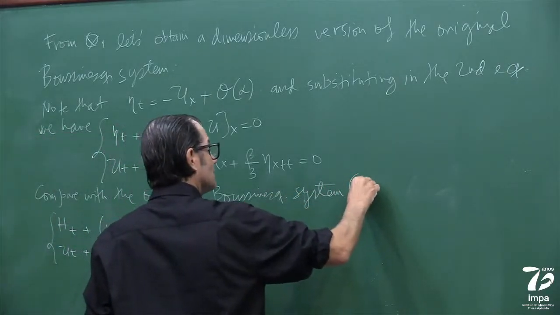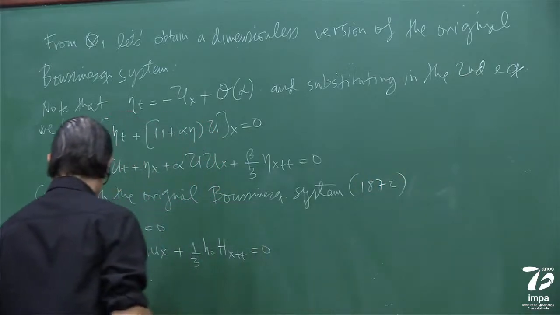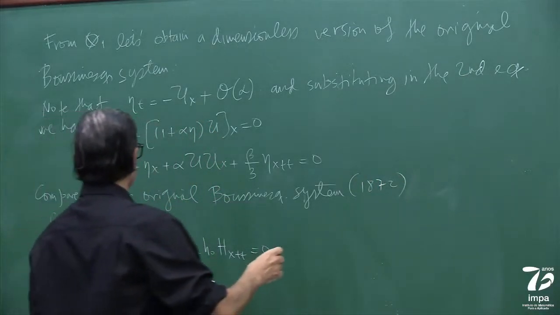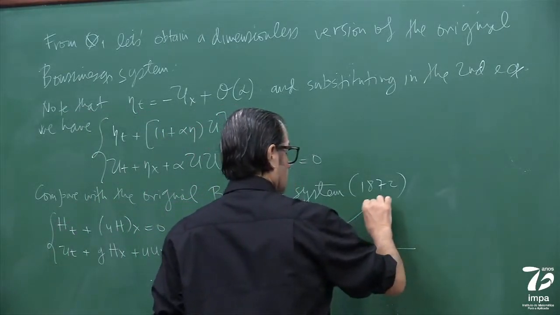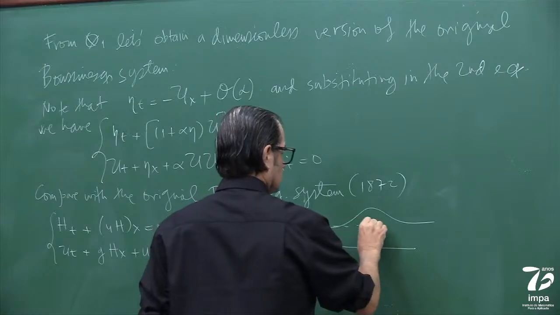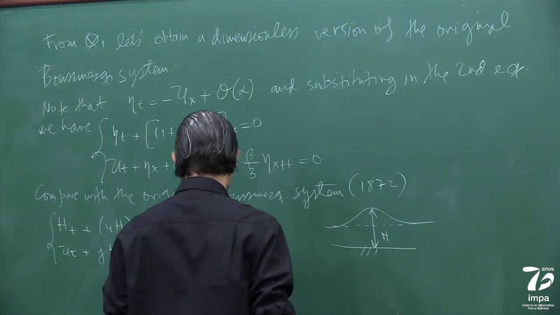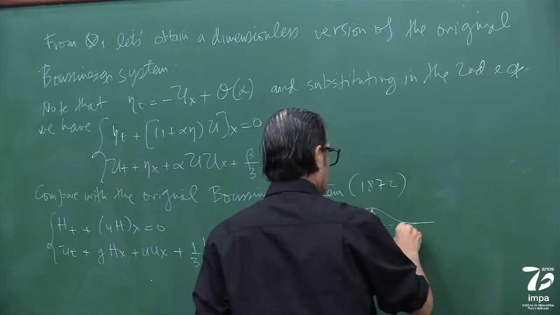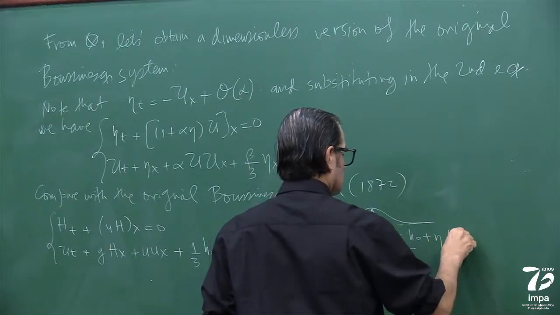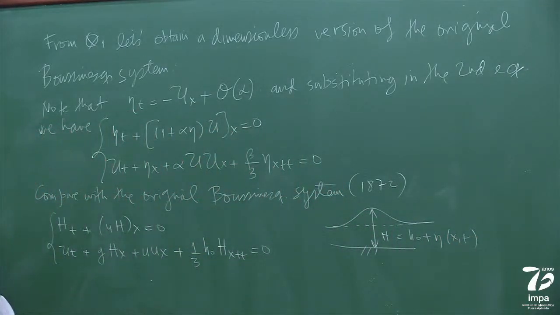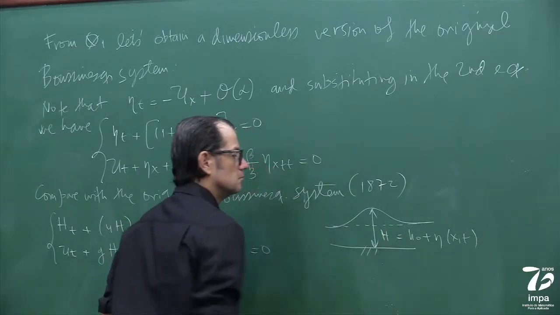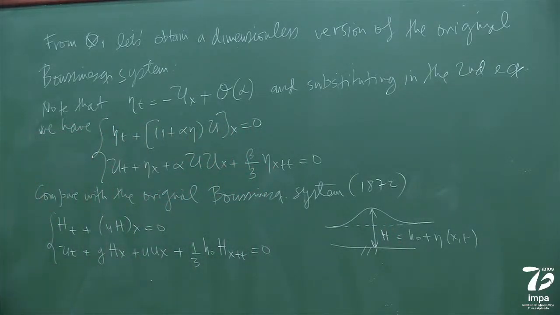This is from, actually now I have the date, which I always forget, from 1872. Okay, so you see that this system is basically the same, right? This is in dimensional form, right?